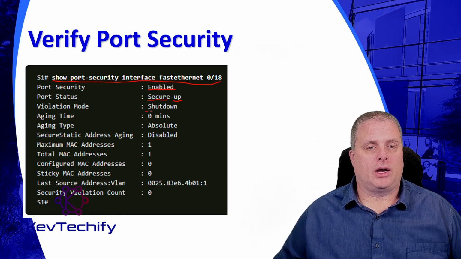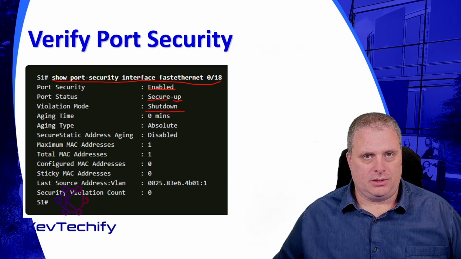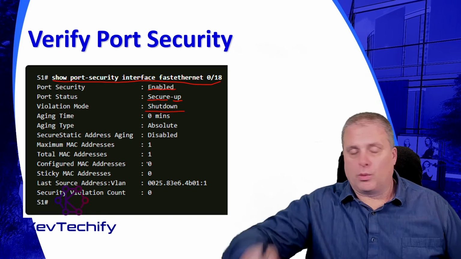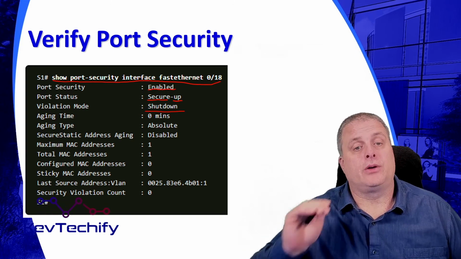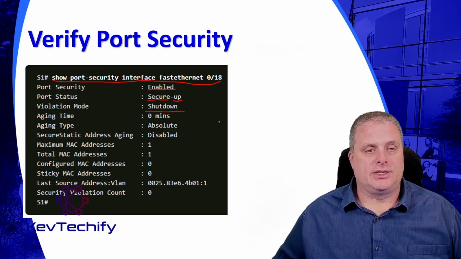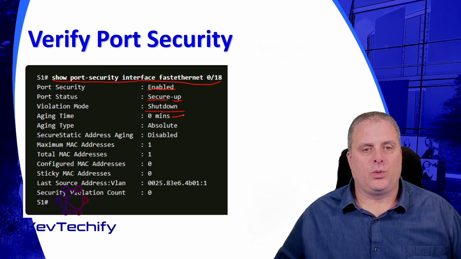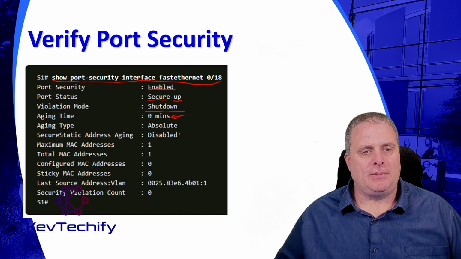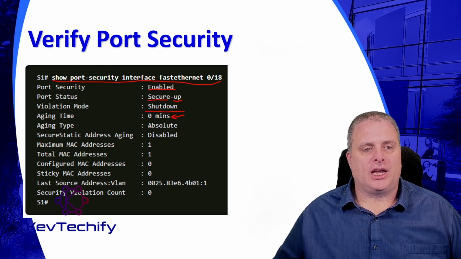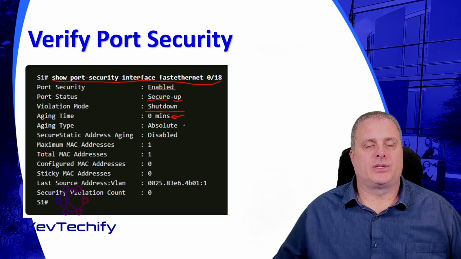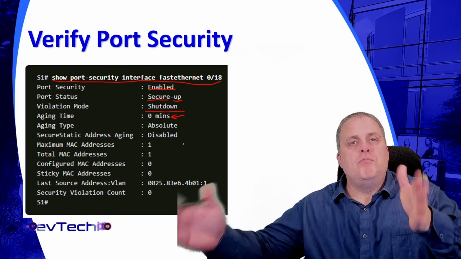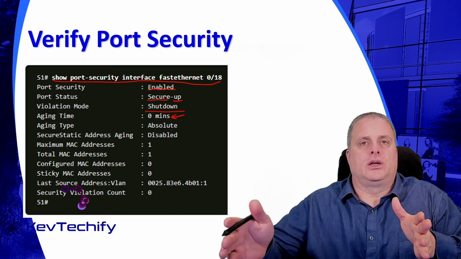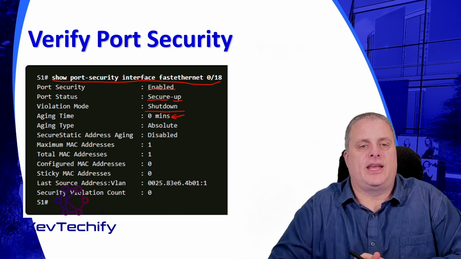Violation mode is shutdown. If we have any violations here for MAC addresses in our port security, we're going to shut that port down. You have to go in as administrator and re-enable it, do a shutdown and a no shutdown. Our aging time is set to 0, so we don't have any aging time. But if we did have an aging time, it would be set to absolute. From the first time we see it, you have X many minutes that that MAC address is in that table.